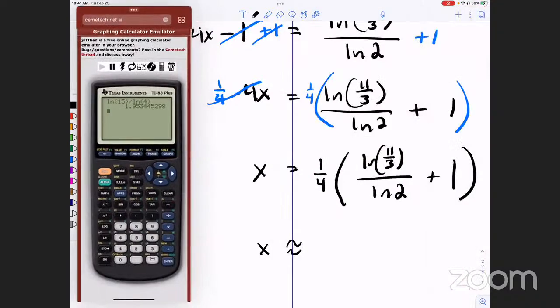All right, so then we got this. I'm going to do my 1/4 times the log of, now parentheses, my use of parentheses here is key, and it takes practice, the natural log of 11/3.